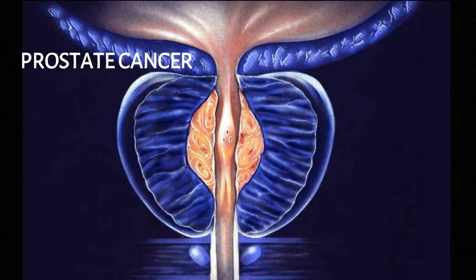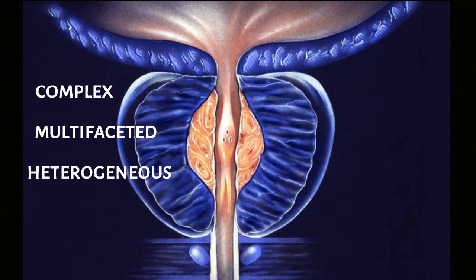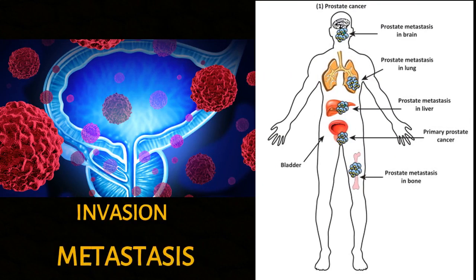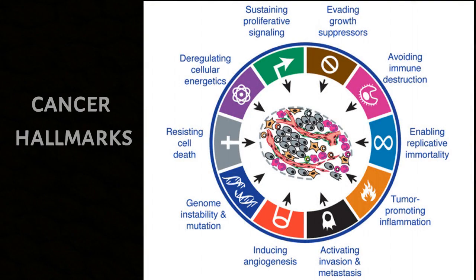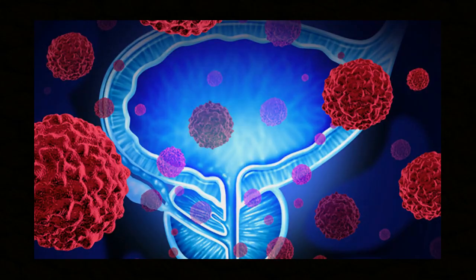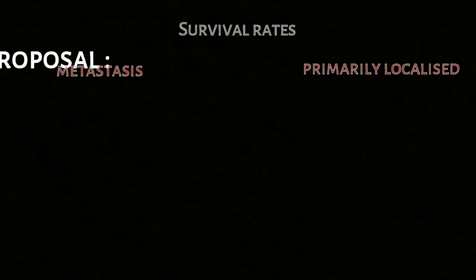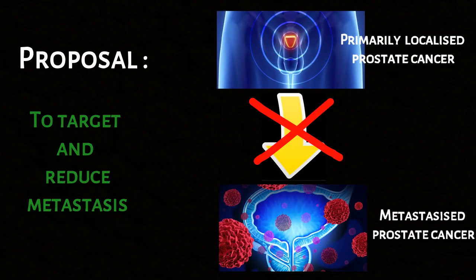The greatest burden of morbidity and mortality associated with prostate cancer is due to its complex, multifaceted, heterogeneous nature, in conjunction with its slow progression and tendency to remain dormant, which make it highly capable of undergoing metastatic invasion to distal organs. Whilst all of the hallmarks of cancer contribute to the burden of prostate cancer, its metastatic spread significantly reduces survival rates of patients. Thus, our current proposal aims to target and reduce metastasis by intercepting the metastatic pathway and reducing angiogenesis.